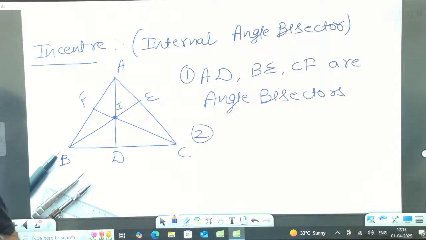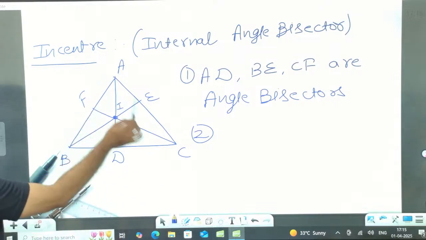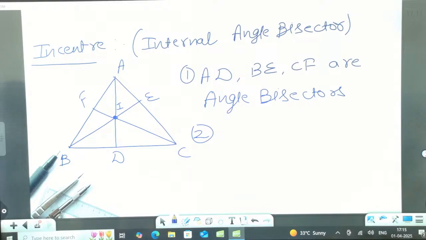Got it? So AD is the angle bisector for which angle? Angle BAC. Okay. BE is the angle bisector for which angle? ABC. And CF is the angle bisector for which angle? ACB. Okay. Any problem in this? And the intersection point is known as incenter.